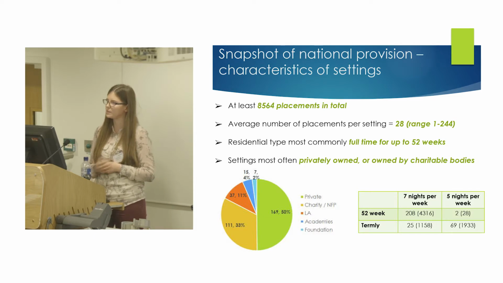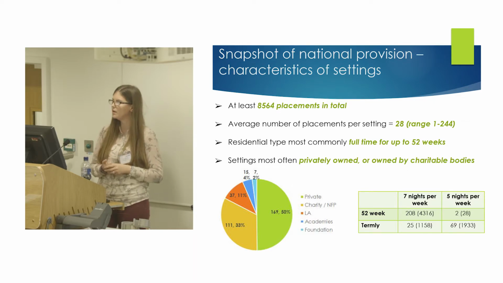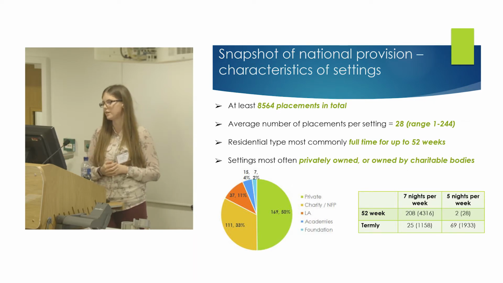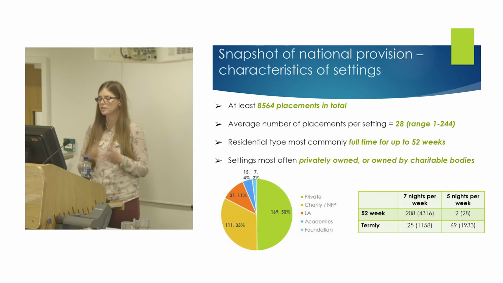The average number of placements per setting was 28, and I'm talking about residential placements there, so they offered placements for 28 young people. But there was huge variation with this, so some settings offered placements for just one young person, and some offered placements for 244. So there was a real variation there.